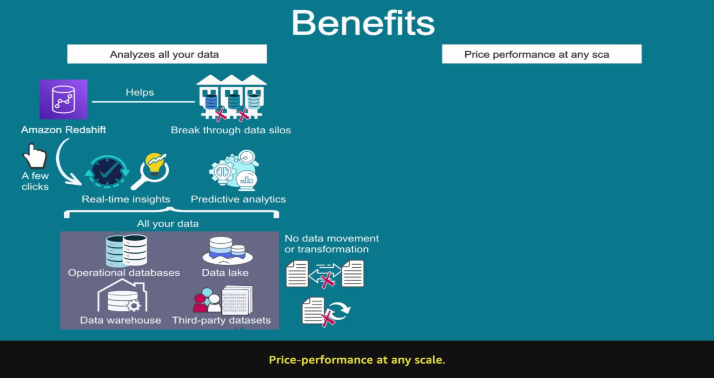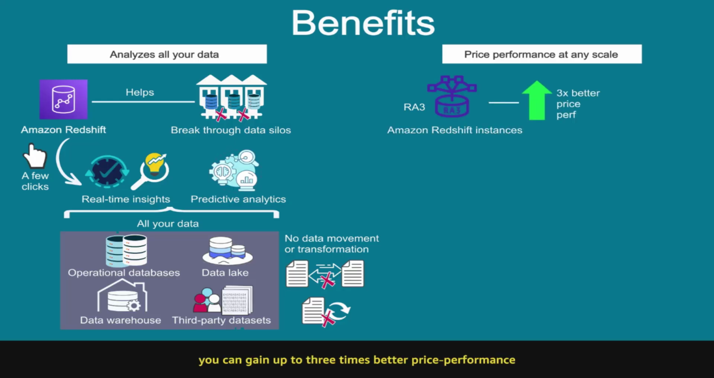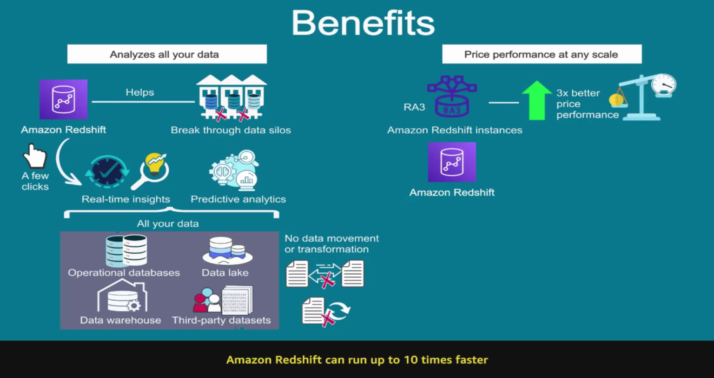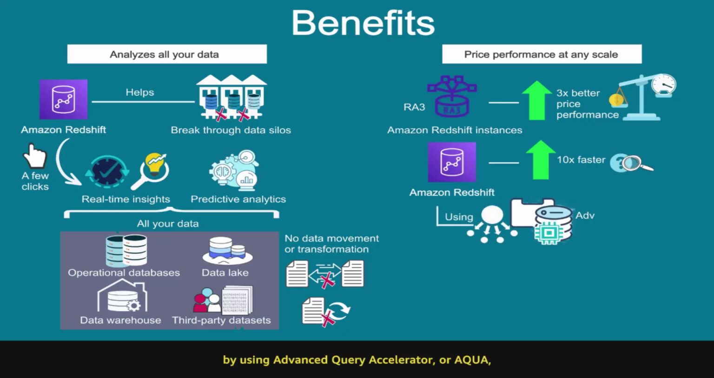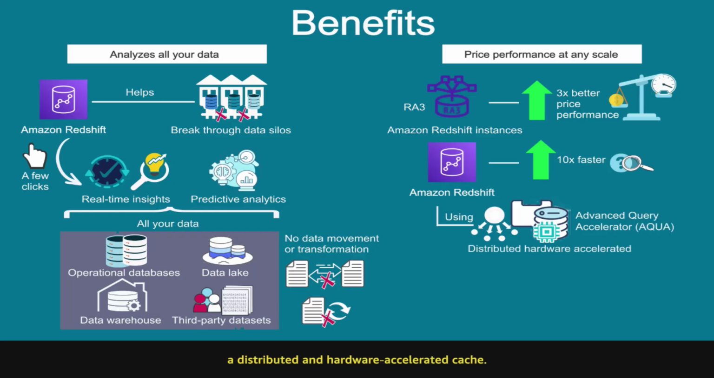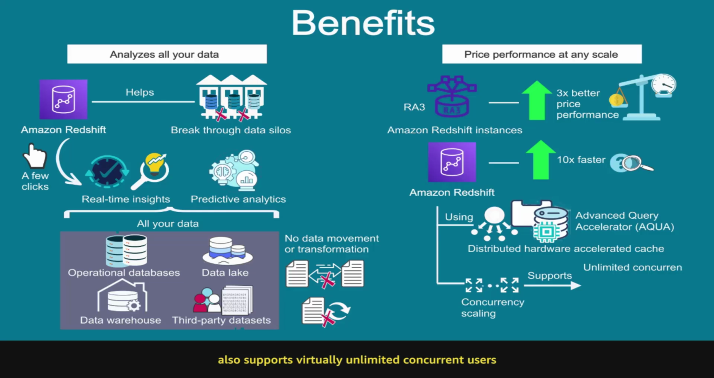Price performance at any scale. Using RA3 Amazon Redshift instances, you can gain up to 3 times better price performance than other cloud data warehouses. Amazon Redshift can run up to 10 times faster than other enterprise cloud data warehouses by using Advanced Query Accelerator, AQA, a distributed and hardware-accelerated cache. Amazon Redshift concurrency scaling also supports virtually unlimited concurrent users and concurrent queries.